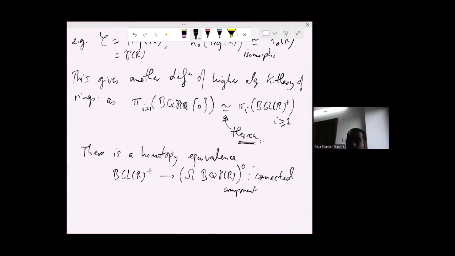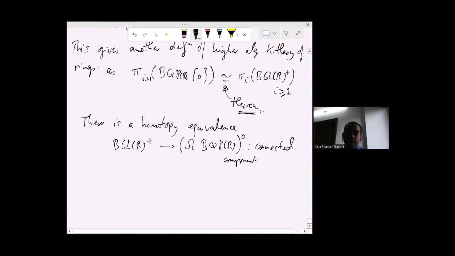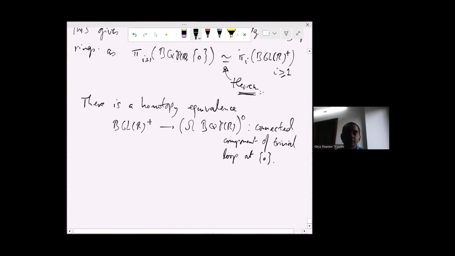is homotopy equivalent to this connected component. Connected component of, so here the object would be 0, so you could take the trivial loop based at, let's say, 0, and this is actually natural in maps of rings.